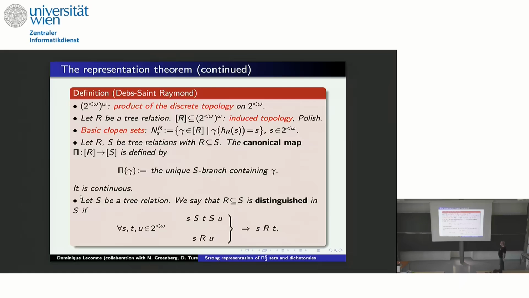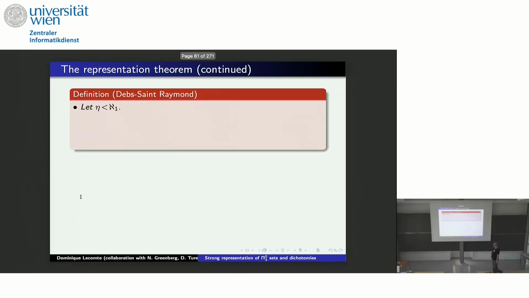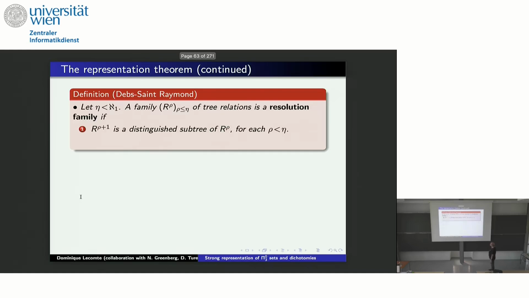So this is a crucial notion in this representation thing. This is an algebraic property that is very important. And then what we do is we iterate this. So we take a countable ordinal and take a family indexed by eta plus 1. We call this a resolution family, if at successor steps you have distinguishedness, and if at limit steps you have intersection.